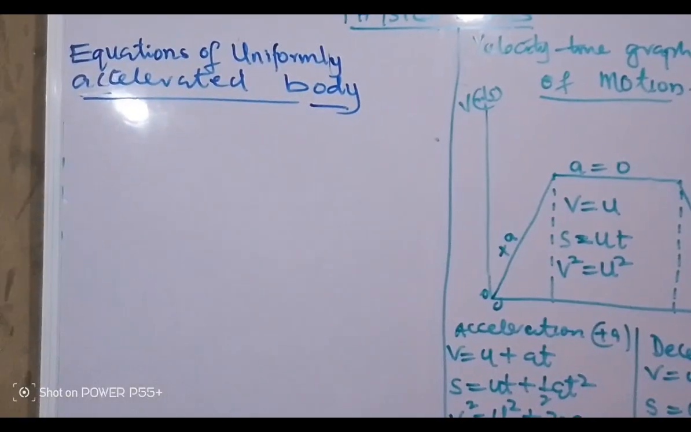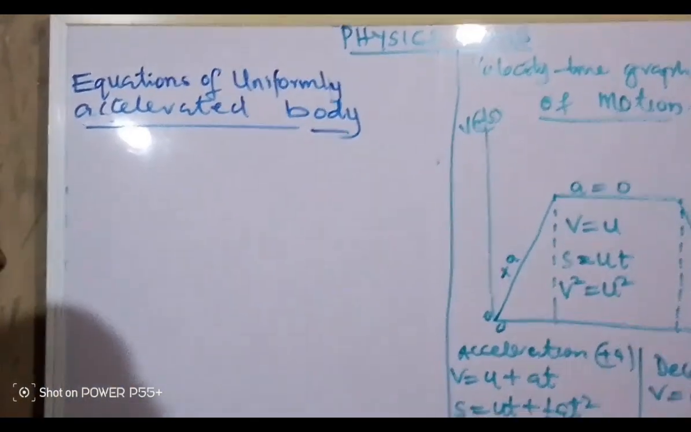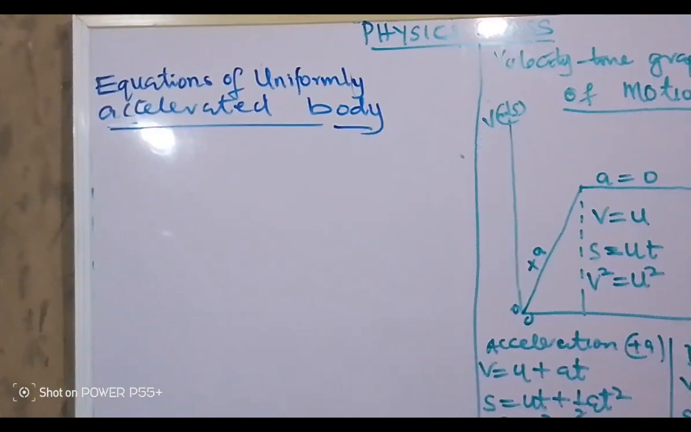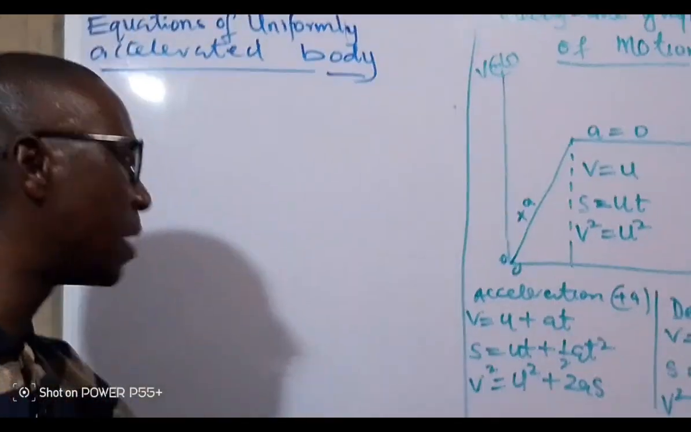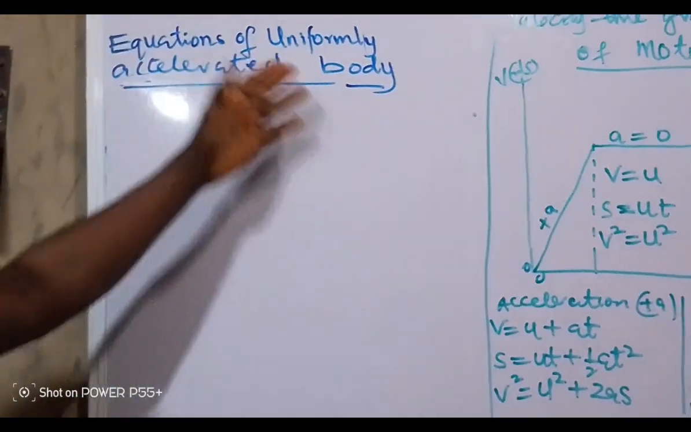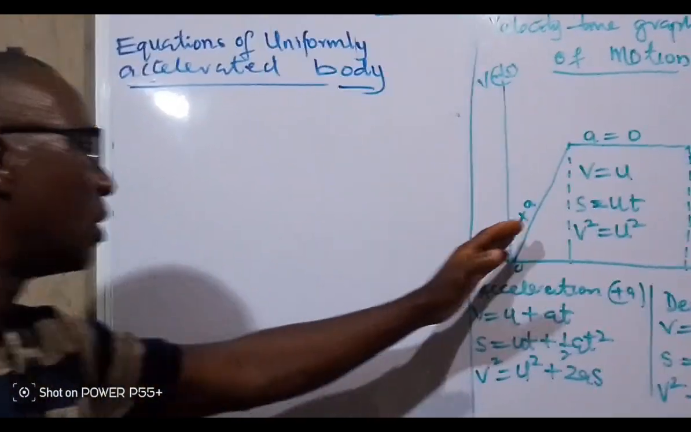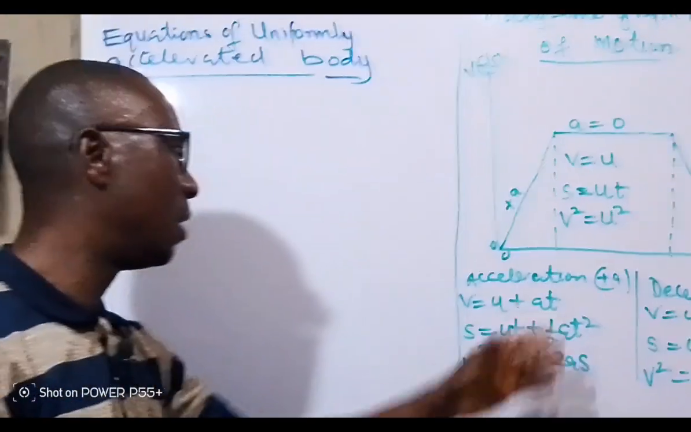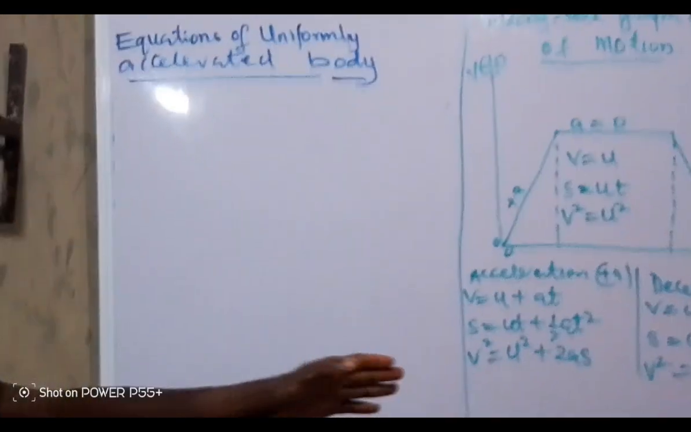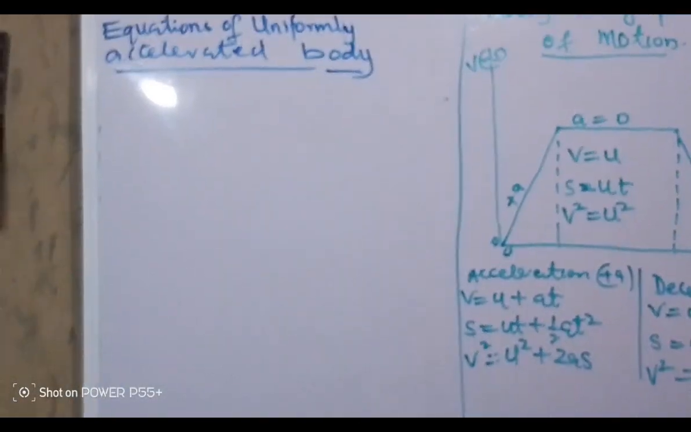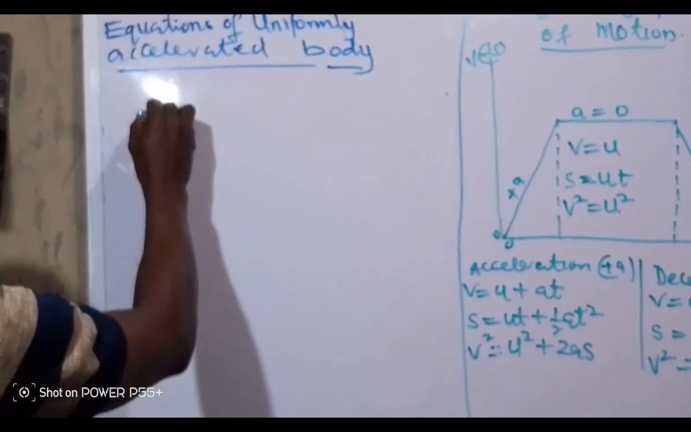The next thing we are going to look at is how we come across all these equations. Then we are going to restrict ourselves to one side. That's why I say equations of a uniformly accelerated body. Here, we are going to use positive A only. How do we come across all these equations? That is what we want to prove now for the equations of a uniformly accelerated body.